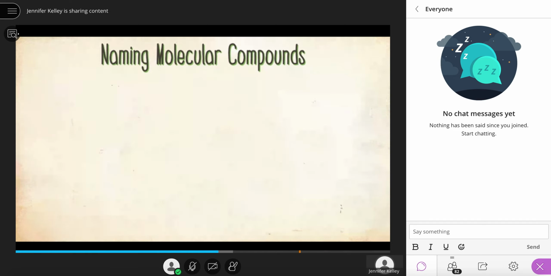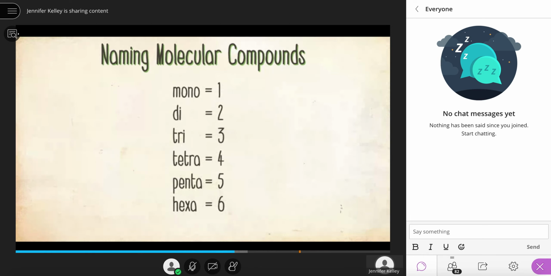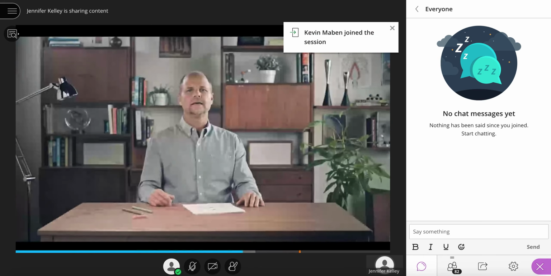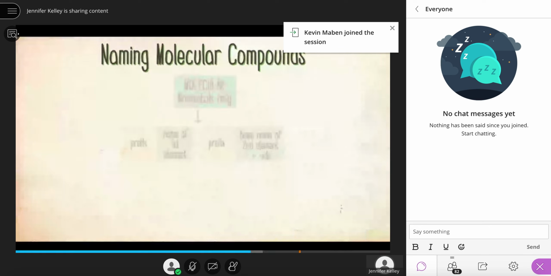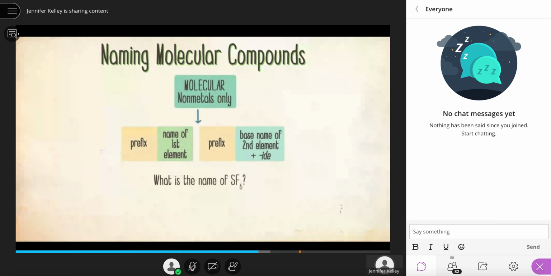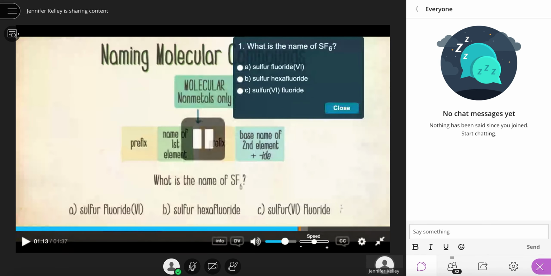The most common prefixes are mono, di, tri, tetra, penta, and hexa. Okay, here's a practice question for you. What is the name of SF6? A, sulfur fluoride 6, B, sulfur hexafluoride, or C, sulfur 6 fluoride?